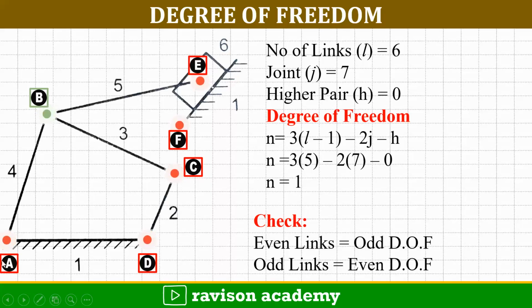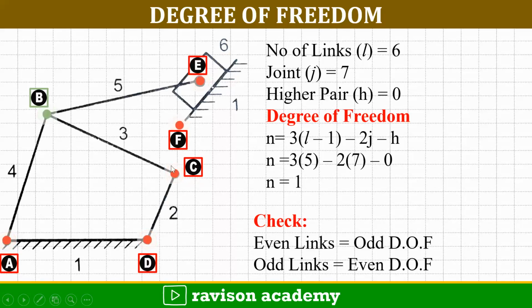Coming to the joints, so here A is a joint connecting 1 and 4. It is a binary joint. Similarly, B is a ternary joint. It connects the links 4, 3 and 5. So B is a ternary joint. So this ternary joint's equivalent binary joints is 2.